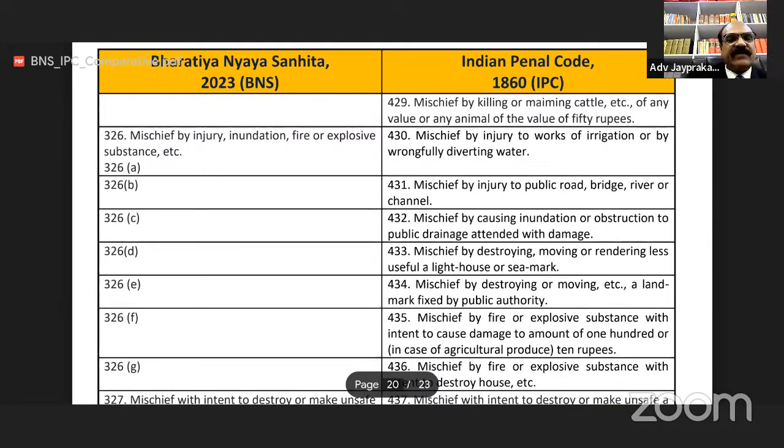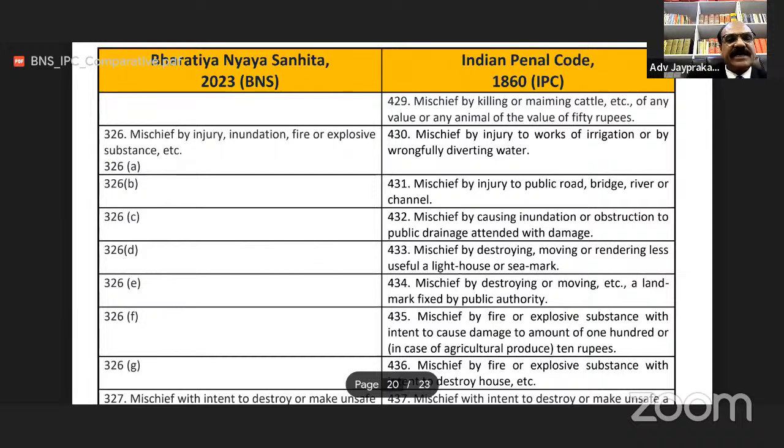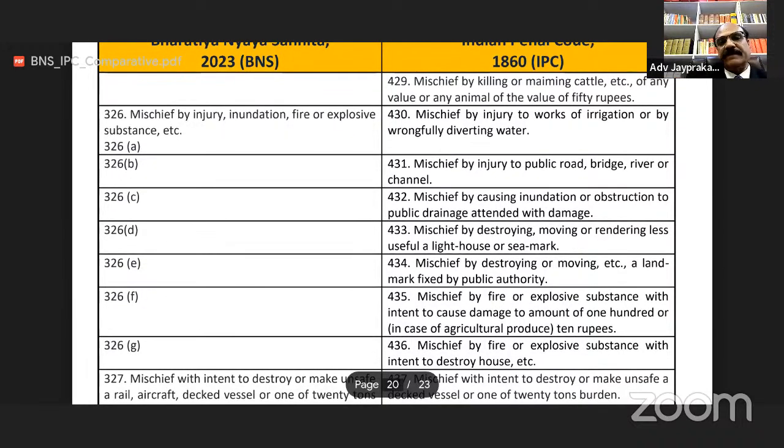BNS section 326B, mischief by injury to public road, bridge, river or channel. Its corresponding section was in IPC 431. Those who are digging the road and disturbing roads and bridges by digging, we can put such type of section FIR against them.